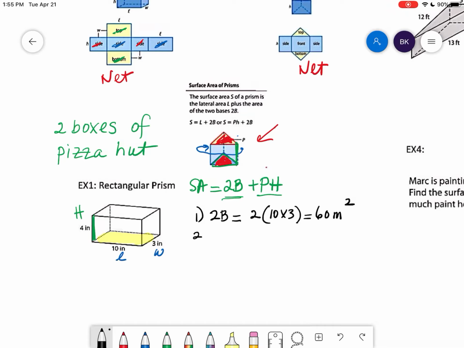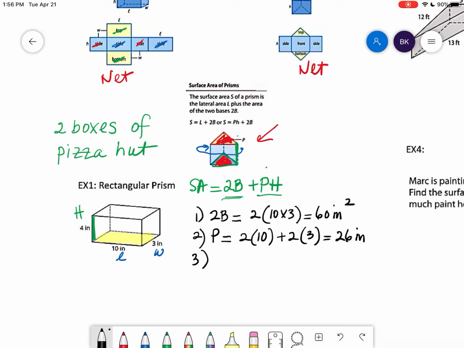Now we have to find lateral area, or Ph. But before I can do that, my second step, I'm going to find the perimeter separately. Perimeter of the base, the highlighted base. That would be either adding all the sides, 10 plus 10 plus 3 plus 3, or simply doing 2 times 10 plus 2 times 3, and that should be 26 meters. Whoops, I'm sorry, inches. So 26 inches, not squared because it's simply a perimeter.